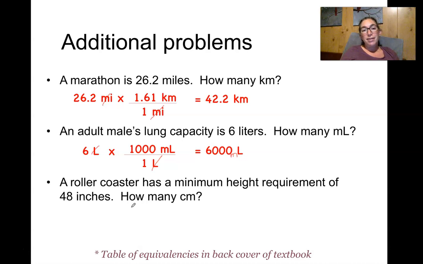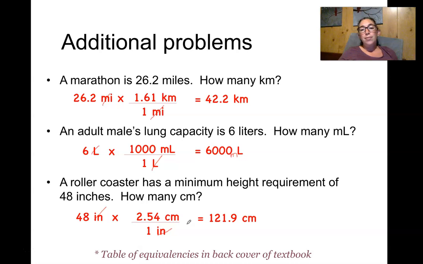So the number we're given is 48 inches. We can look at that equivalency table and find out that 1 inch is 2.54 centimeters. So we turn that into a fraction, a conversion factor, where we put the inches value on the bottom so that inches will cancel out, and our answer will be in centimeters. 48 times 2.54 divided by 1 is 121.9 centimeters.